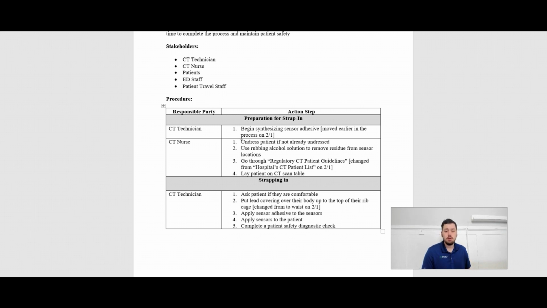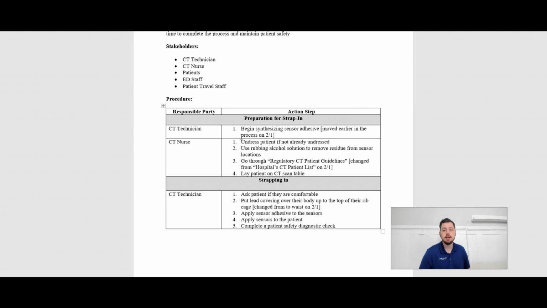For example, the CT technician, the first step when the patient comes in, is to begin to synthesize the sensor adhesive. Again, I'm not sure if that's actually a step that goes on, but this is a step that we had created to be an improvement. So typically, before the process improvement project, the CT technician would wait until the nurse was completed with their tasks to do the sensor adhesive and begin that process.